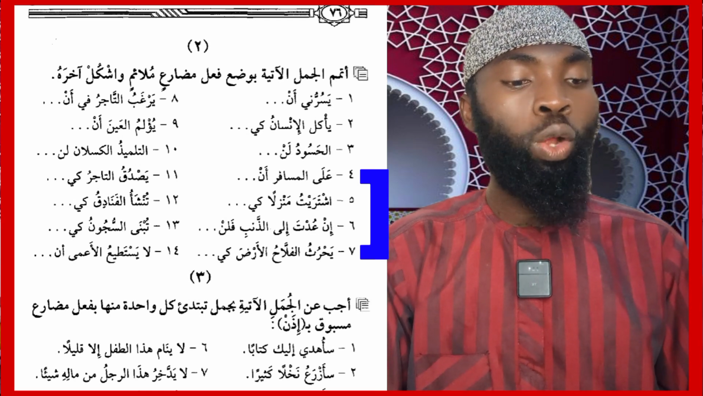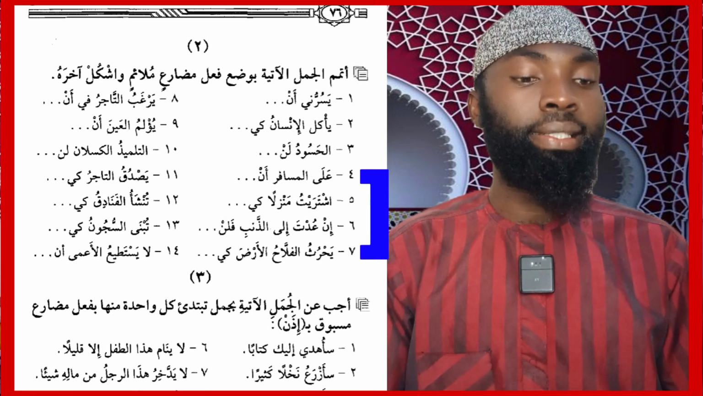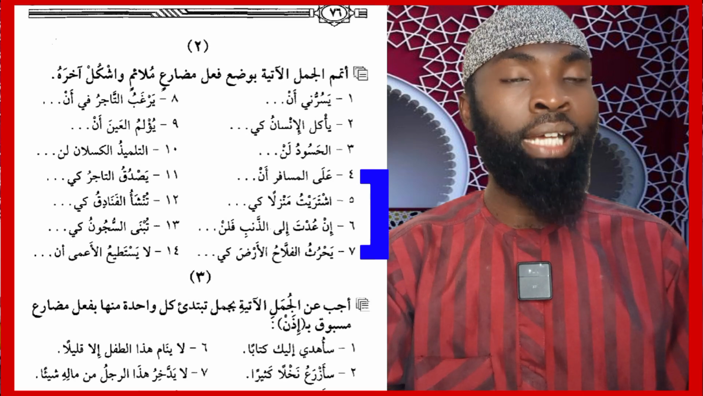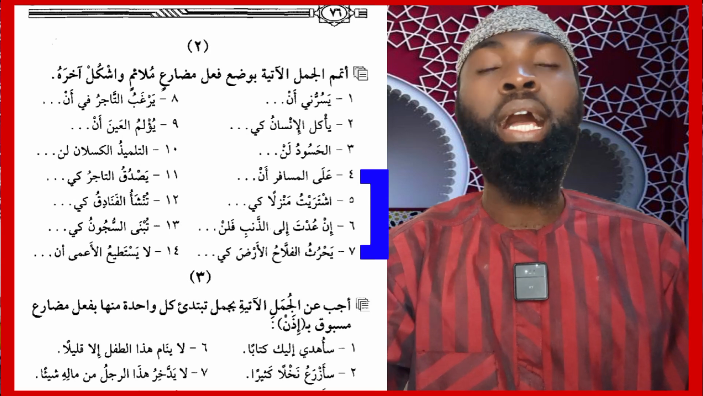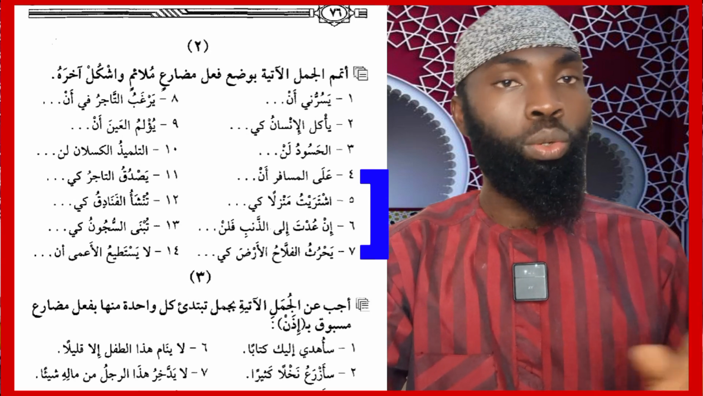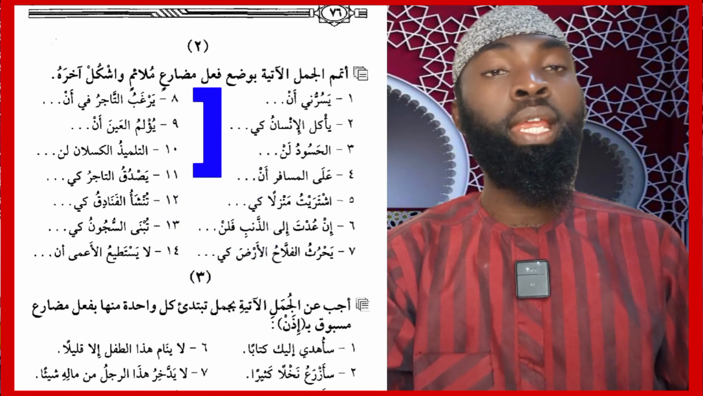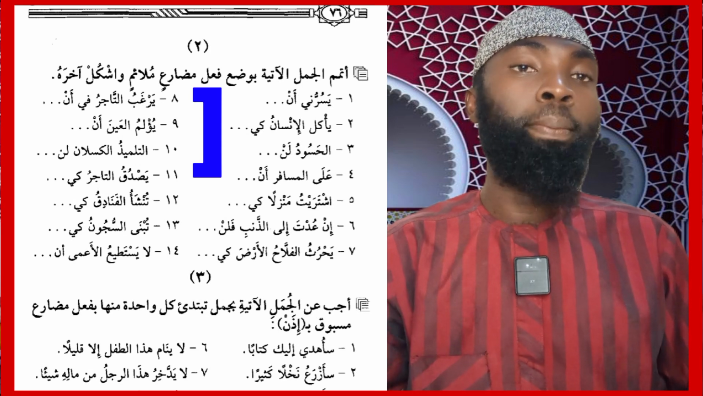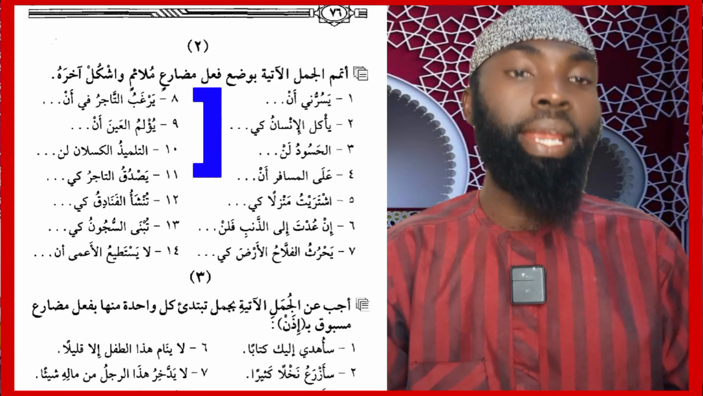Number 7, yahruthul fallahul arda kay yazra'aha. The farmer harrows or tills the land in order to what? To plant it. Number 8, we have yarghabu tajiru fi. The trader hopes to what? And yarbaha, to make gains.